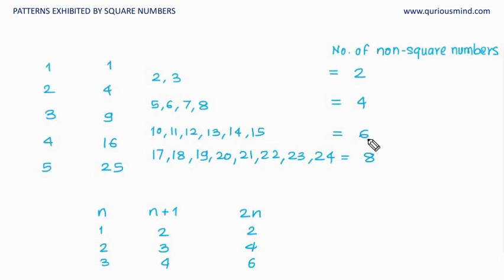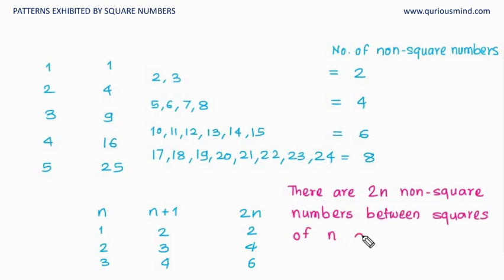When this was 3 and this was 4, between them there were 3 into 2, 6 non-square numbers. If you can see here, 2, 4, 6. Between 1 and 2, 2 and 3, 3 and 4. So we take the squares of these numbers and find the non-square numbers between them, and we get this pattern. So it can be written as: there are 2n non-square numbers between the squares of n and n plus 1. That's one more pattern. We'll see a few more patterns in our next video.